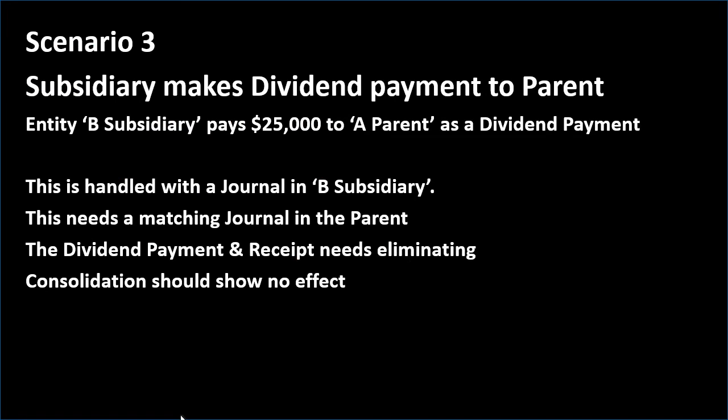In this scenario, subsidiary B makes a $25,000 dividend payment to the parent. A dividend journal is raised in the subsidiary, but this needs a matching journal in the parent. Because these are intercompany dividends, they should be eliminated, leaving no effect in the consolidated company.